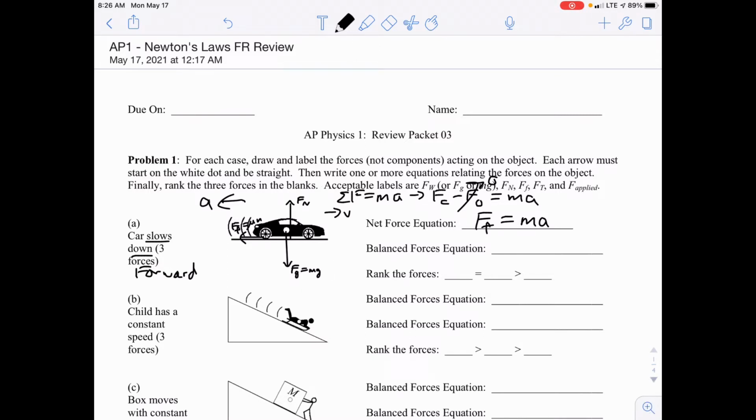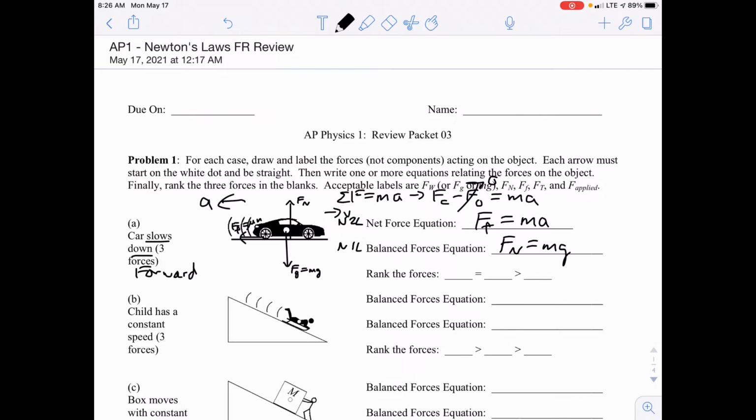That's using Newton's first law. So we use Newton's second law for the net force equation. Use Newton's first law to balance the forces. Newton's first law simply states that the net force equals 0, or balance your forces. So in this case, F sub n equals mg.